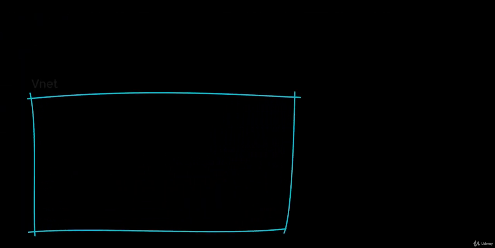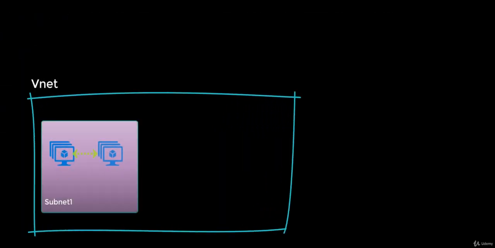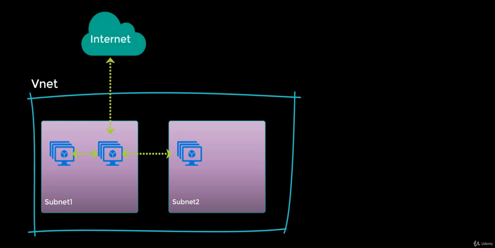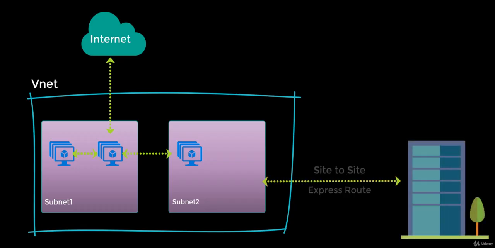The traffic could be flowing between the virtual machines in the same subnet, or it could be between virtual machines in different subnets in the same virtual network. There will be data flow from the virtual machines to the internet, and then the communication between virtual machines using a VNet to VNet VPN. Not to forget, we may also have site to site and ExpressRoute communication through the VPN gateway.